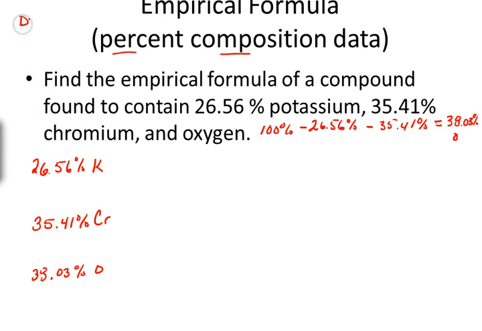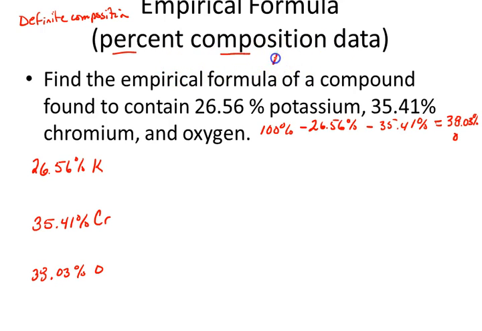Remember the law of definite composition. The law of definite composition says that the percentage by mass of the elements in a compound is always going to be a constant. So it doesn't matter what size sample we choose, the percentage is always going to be the same. So for these percentages, we can take any size sample we want, any number that you choose.